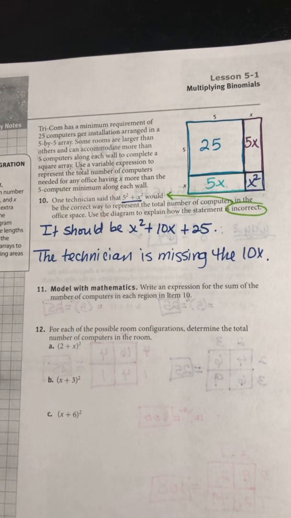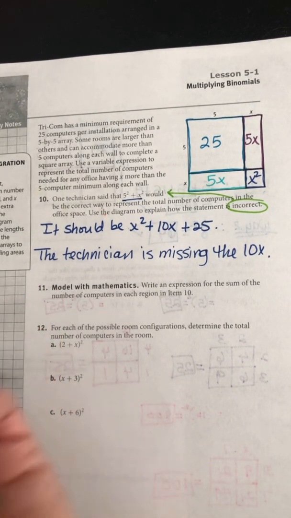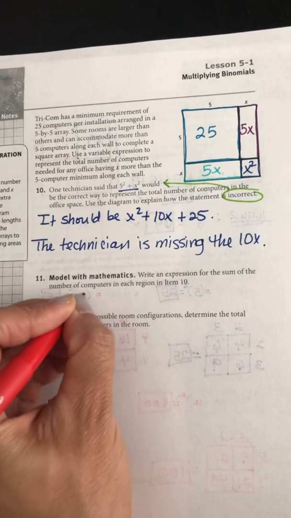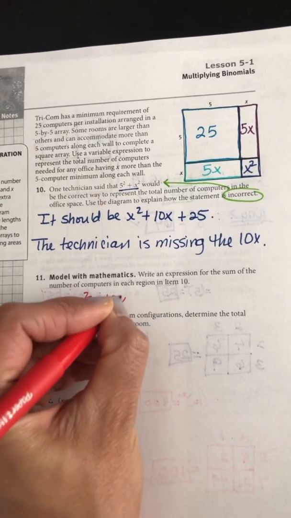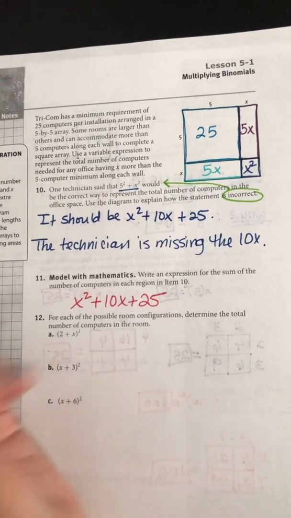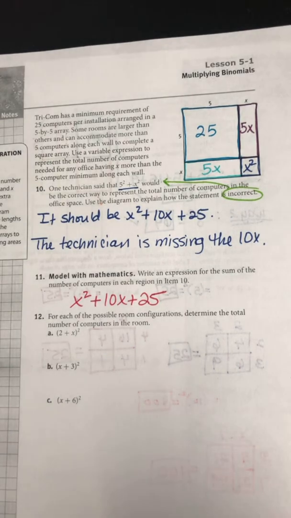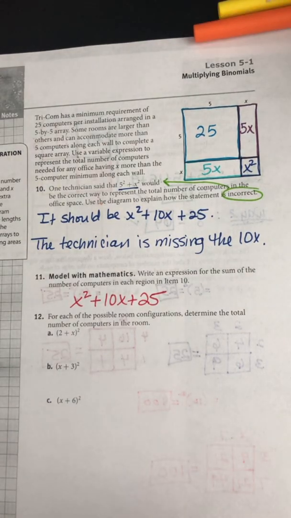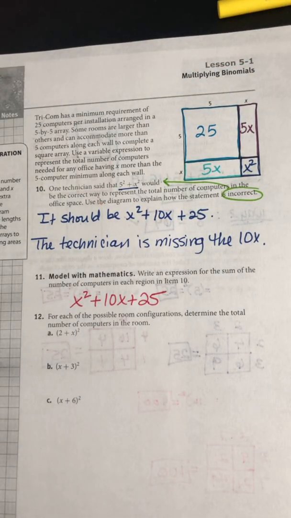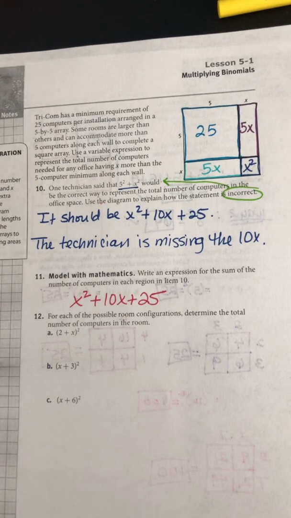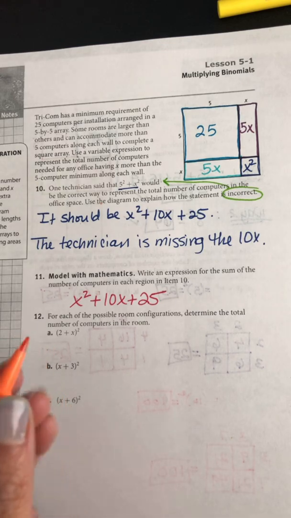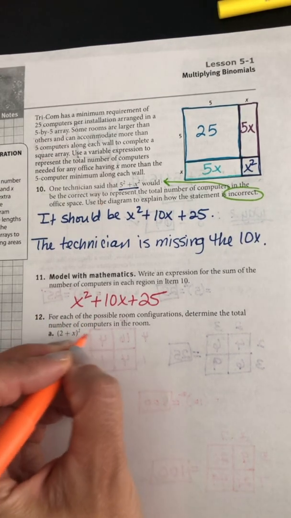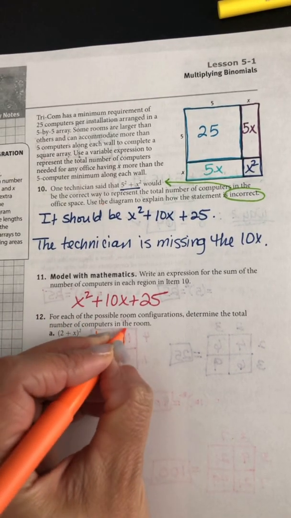Okay. Number 11, write an expression for the sum of the number of computers in each region in item 10. Well, we already did that. We got it to be x squared plus 10x plus 25. Then number 12, it says for each of the possible room configurations, determine the total number of computers in the room. Okay, so we'll use the graphic organizer thing.